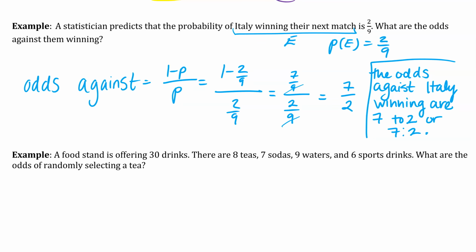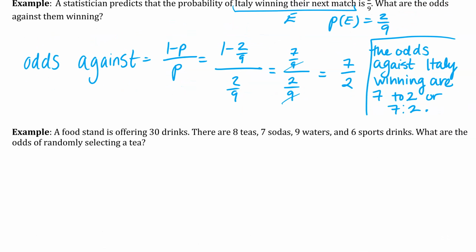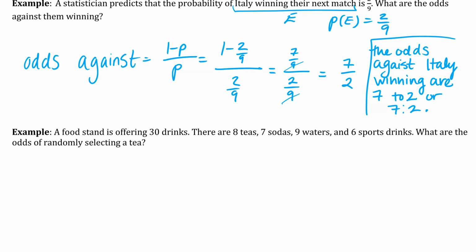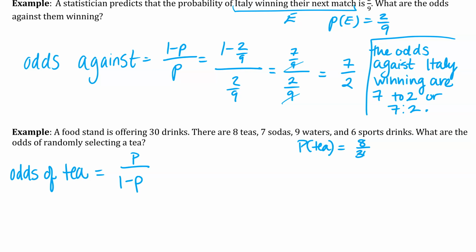Let's try another one. A food stand is offering 30 drinks. There are 8 teas, 7 sodas, 9 waters, and 6 sports drinks. What are the odds of randomly selecting a tea? So we want the odds of randomly selecting a tea. That means we want the probability of a tea divided by 1 minus the probability of a tea. So we should find the probability of getting a tea. We know there are 30 drinks total and 8 of them are tea.